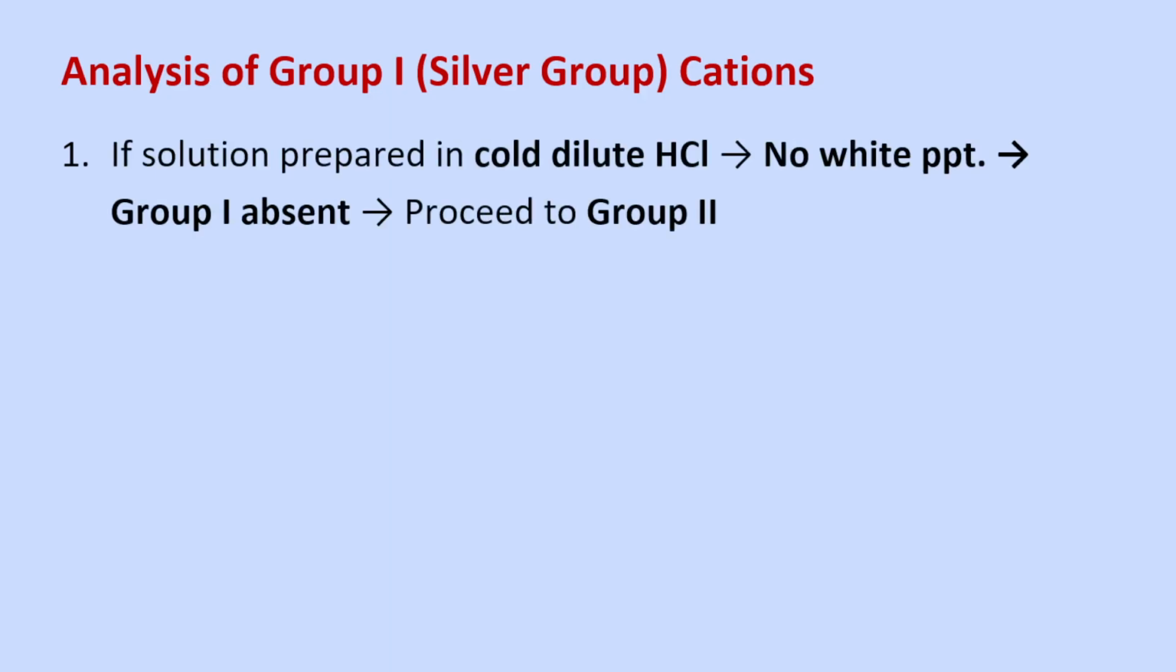Now coming to the detail of the analysis of group 1, which is known as the silver group. Let us understand step by step. Step number 1. Check how the original solution was prepared. If it is prepared using cold dilute HCl and there is no white precipitate, then group 1 cations are absent. In this case, you can skip group 1 analysis and proceed directly to group 2. But if it is not the case, then follow step number 2.